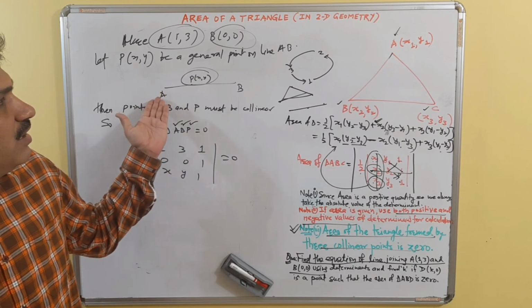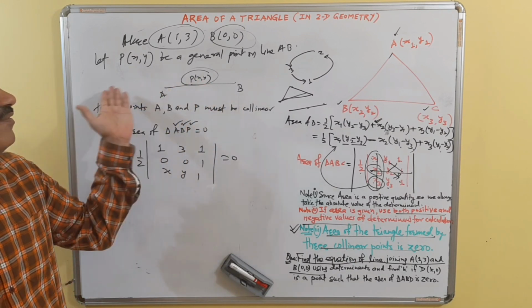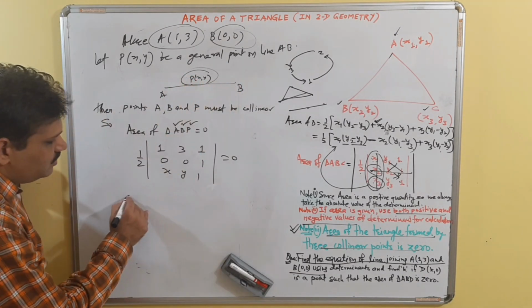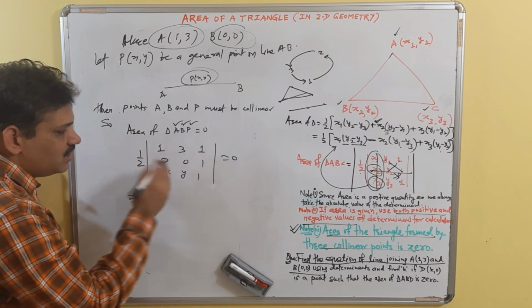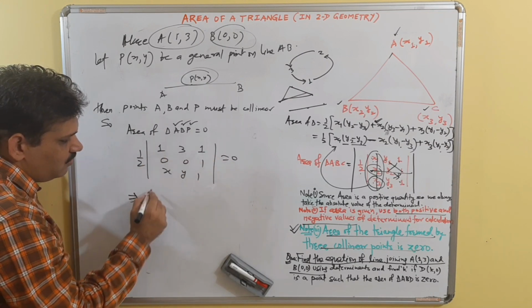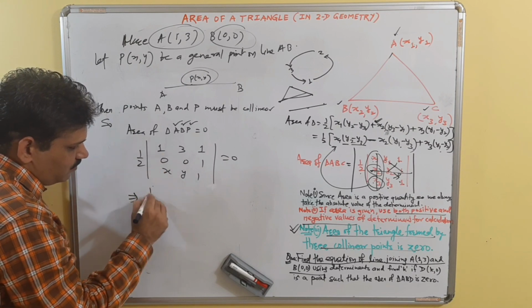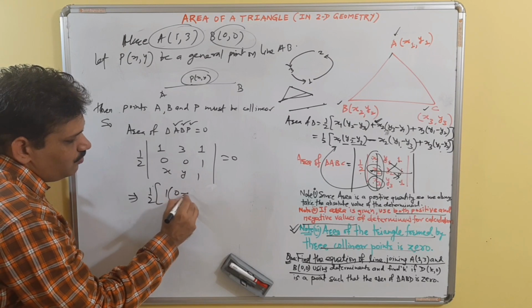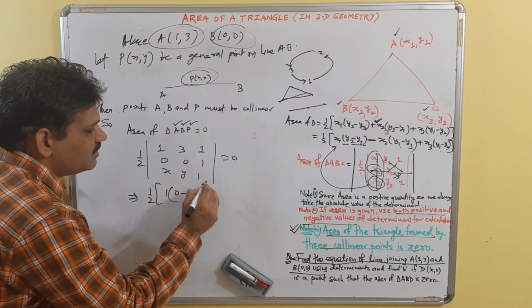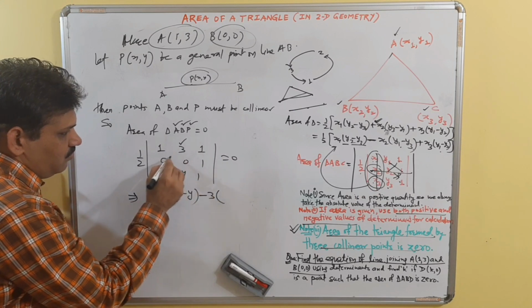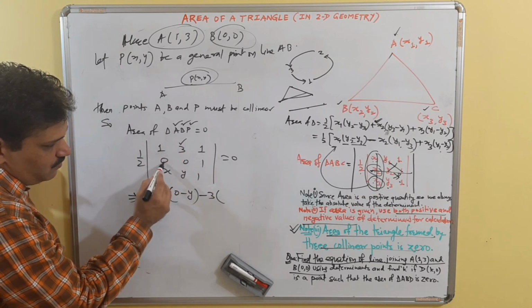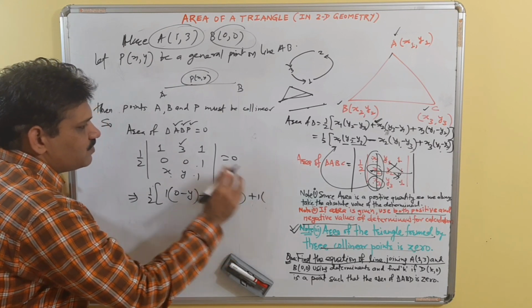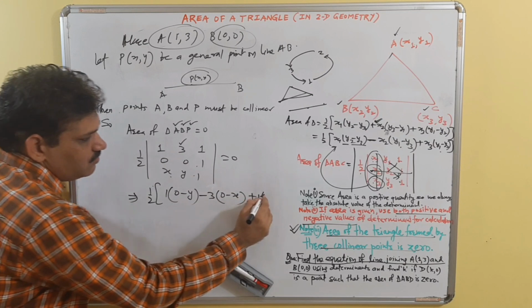This P is a general point which lies on this line, so the equation is simply half. We multiply both sides by 2, so this will give simply 1 times of 0 minus y, minus 3 times of, expanding along row 1, 3 times of 0 minus x, plus 1 times of 0 minus 0.